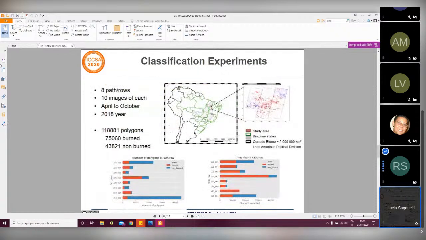That's the main study area that we have. We have 8 images. You can see that it's very small, but you can see points in blue and red. Each one of these points is a small polygon corresponding to fire and not fire. That's scar and not scar. So we have 120,000 polygons. 75,000 of those are burned, and the others are not burned. Next one, please.